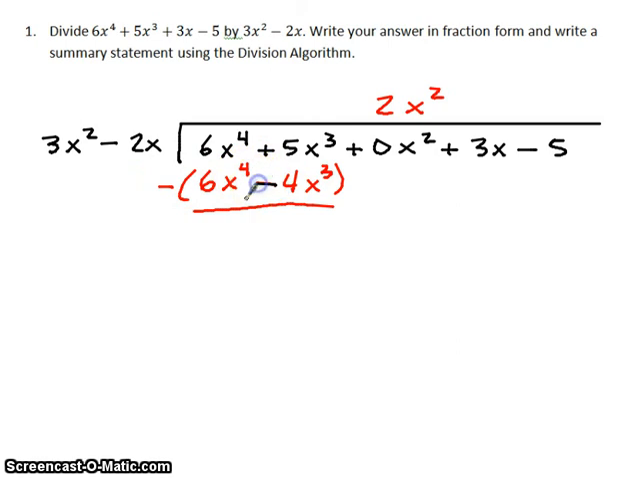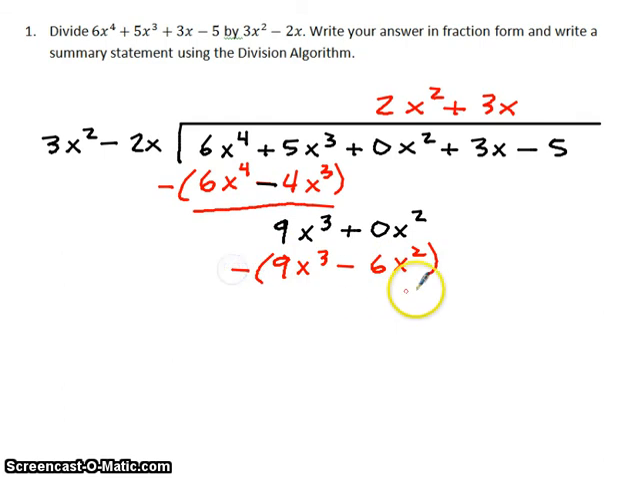Negative and a negative is going to give us a positive there, and so we have a 9x to the third. We drop down our placeholder here, and we ask ourselves, what times 3x squared is going to give us a 9x to the third? And that is a 3x. So we have a 9x to the third minus a 6x squared. And we subtract. And we end up with a 6x squared plus 3x.